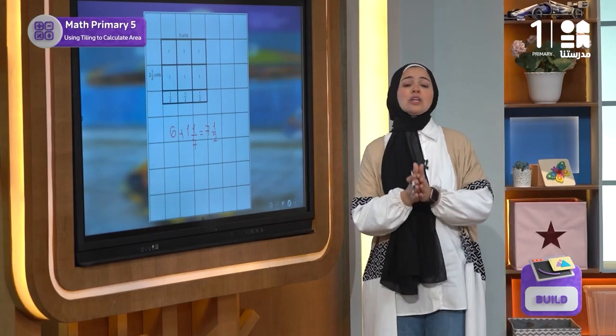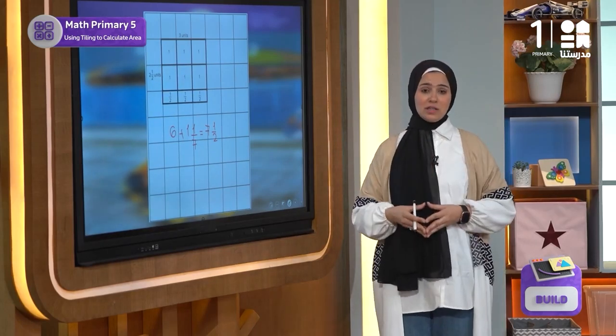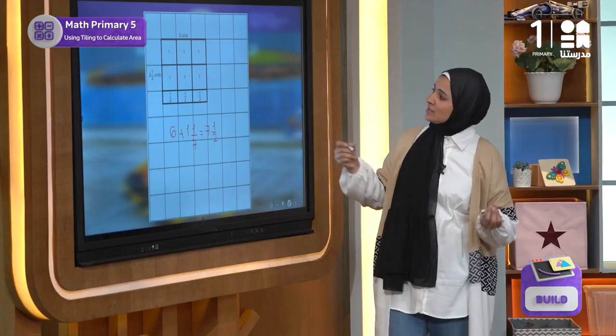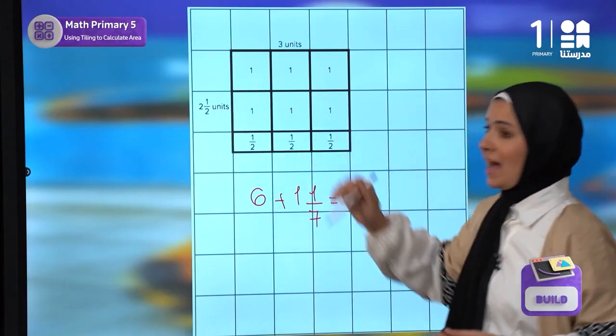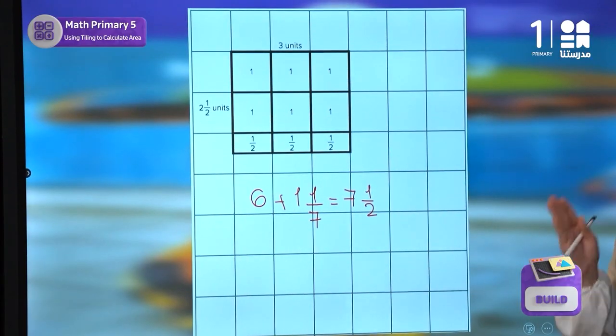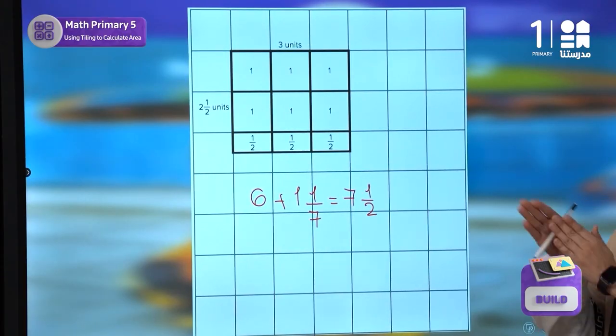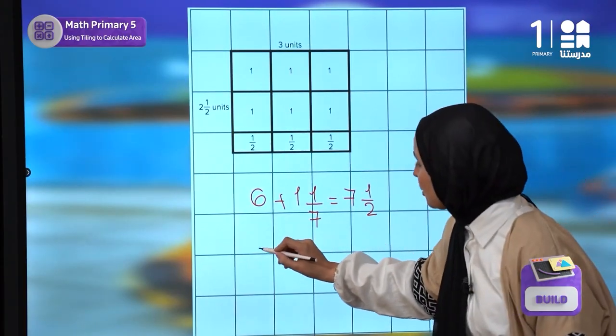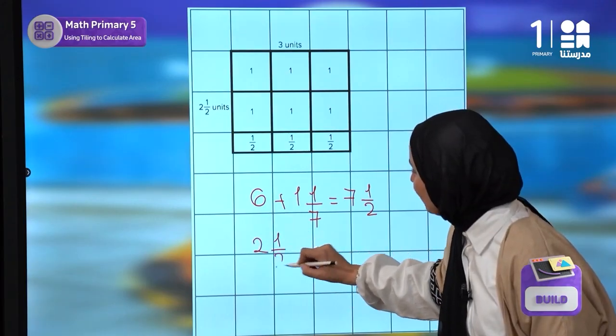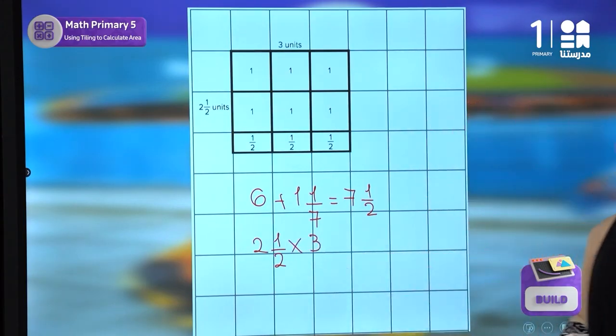Another one said that he counted the tiles in one column, and they were what? Let's check. 2 and a half, like that. And there are 3 columns. So now he multiplied the 2 and a half by 3. So the second method was to multiply the 2 and a half by 3.